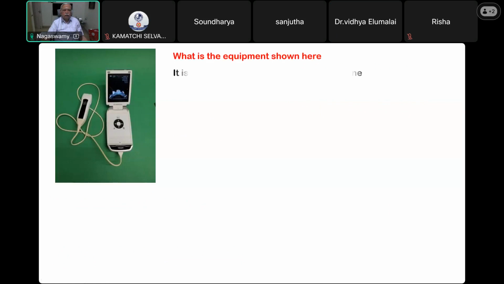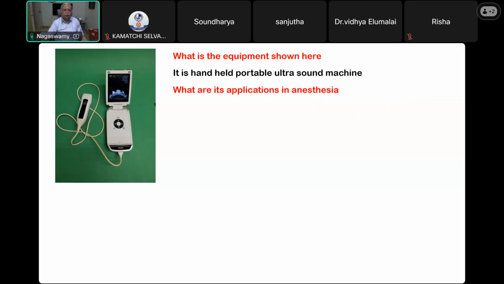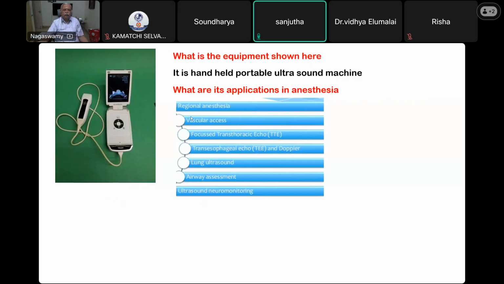It's a handheld portable ultrasound machine. What is the application in anesthesia? We are using it for so many things here. It can be used for venous cannulation, vascular access, regional access, transesophageal echo, ultrasound, everything.